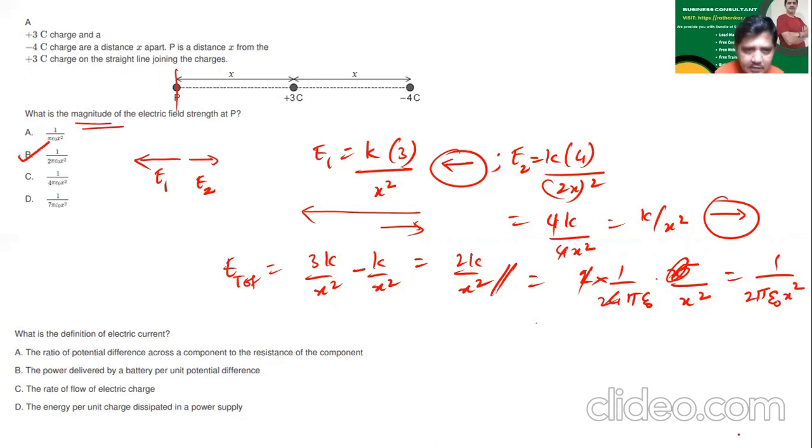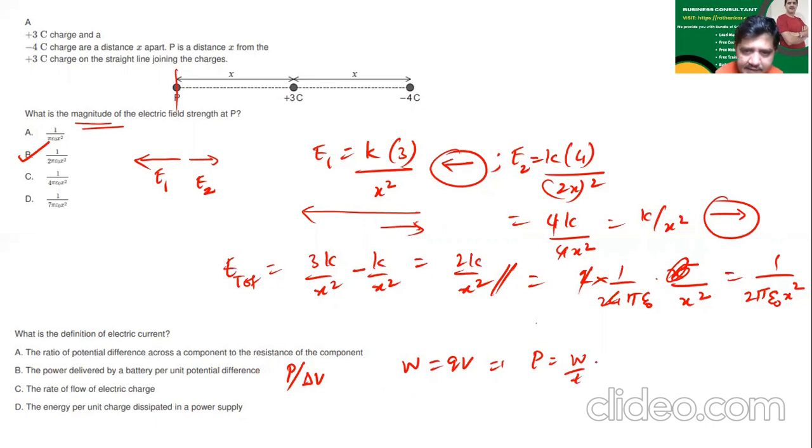What is the definition of the electric current? The first option: the ratio of potential difference across a component to the resistance of the component. Then the power delivered by a battery per unit potential difference. Let us see this one here. Power delivered per unit potential difference. Definitely not, because you know work done is equal to Q into V. Now if it is power, then this will be divided by time, which means power should be equal to work done by time. So definitely this formula is incorrect. So you cannot have this one here.